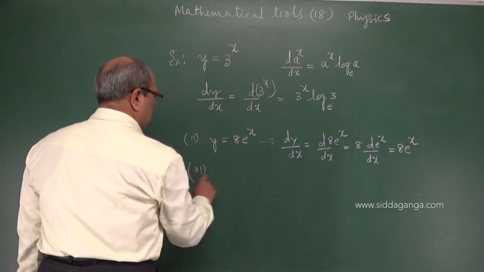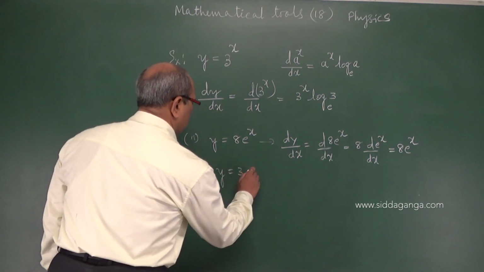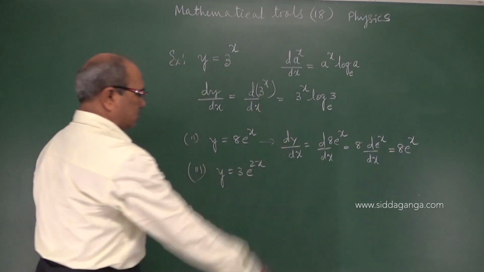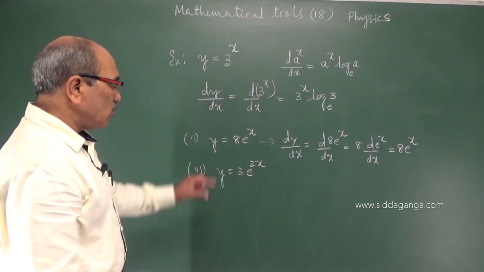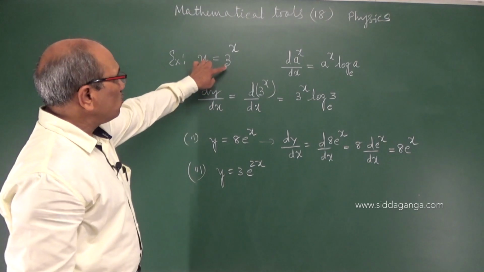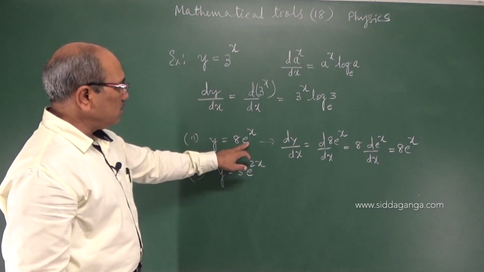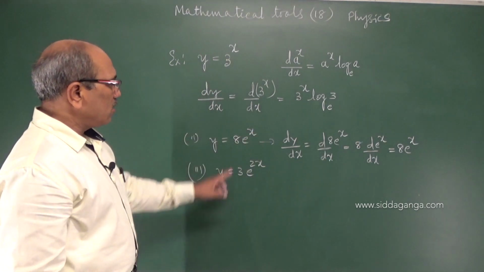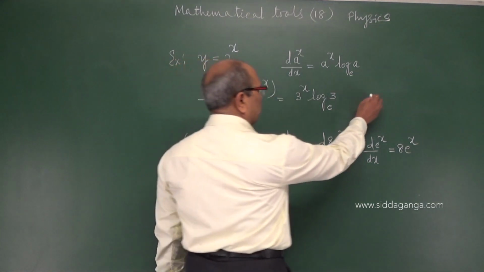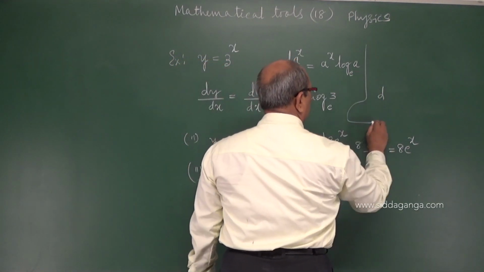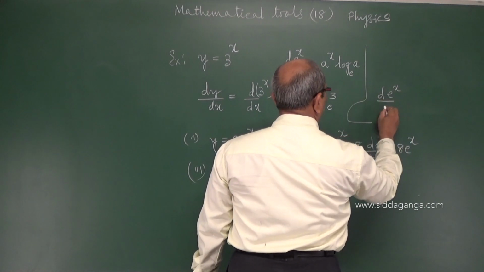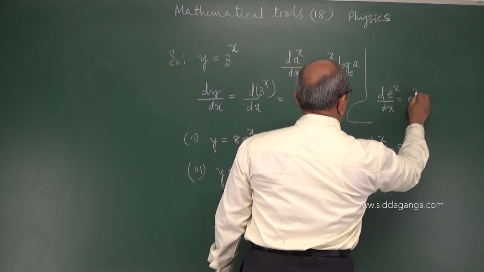So let's come to another. y is equal to 3 into e power 2x. Small changes we did. This is a constant to the power of x. Here it is e power x. And already we know the differentiation of e power x by x is e power x only.